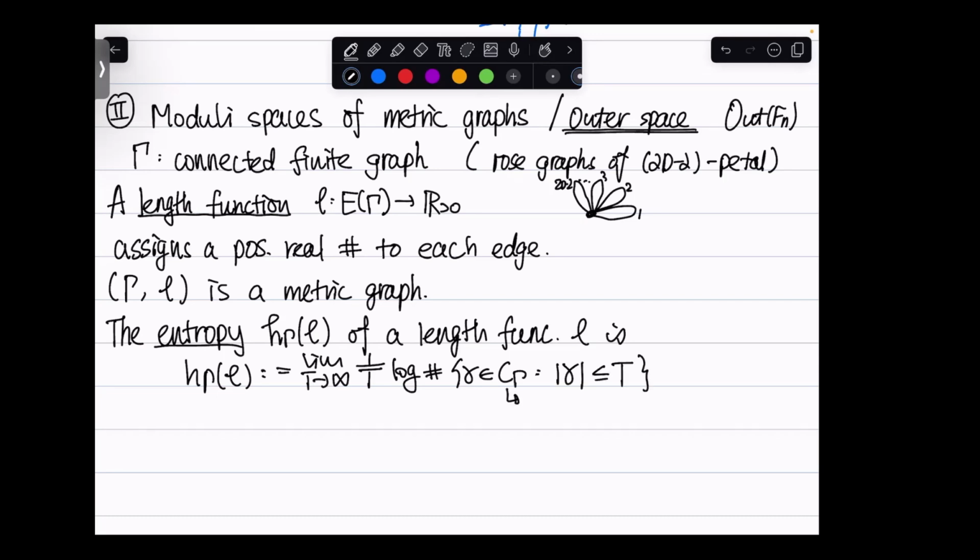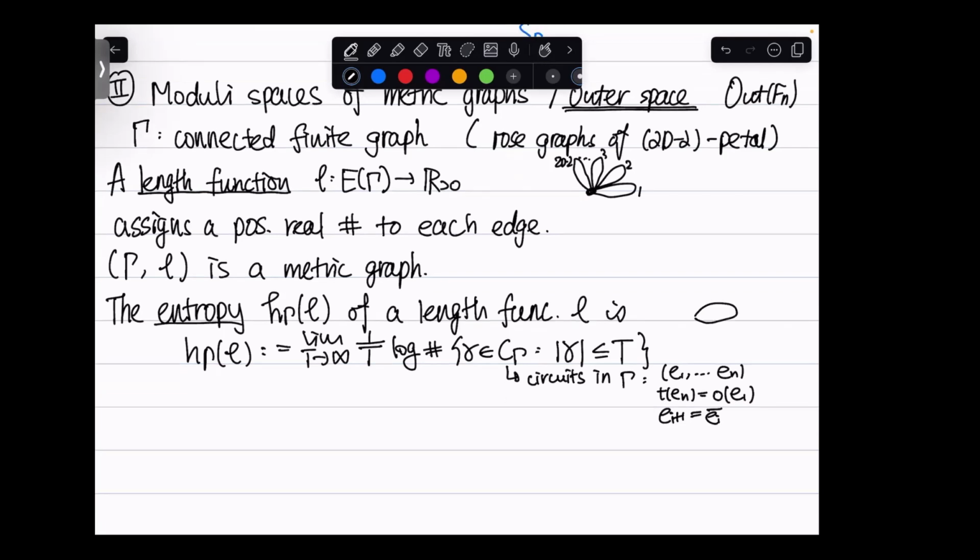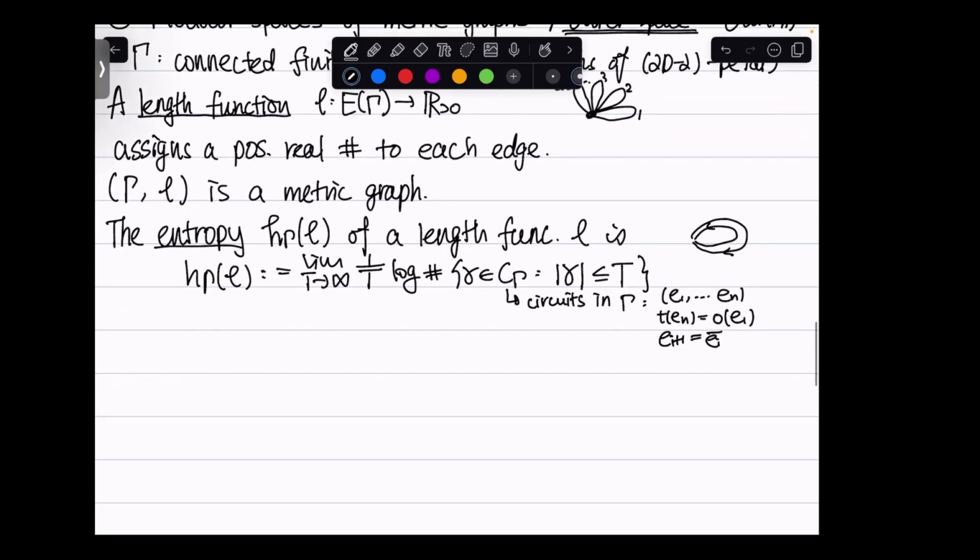This collection is a collection of circuits or loops in gamma, which means a sequence of edges so that the tail of the last edge equals the starting point of the first edge, and every edge is not the inverse of its adjacent edge. So basically, you cannot go like this and then come back like this. Then we count how many loops there are in the graph up to length t, take the log of this number, divide it by t, and take the limit as t goes to infinity. This is very similar to the entropy for geodesic flows.